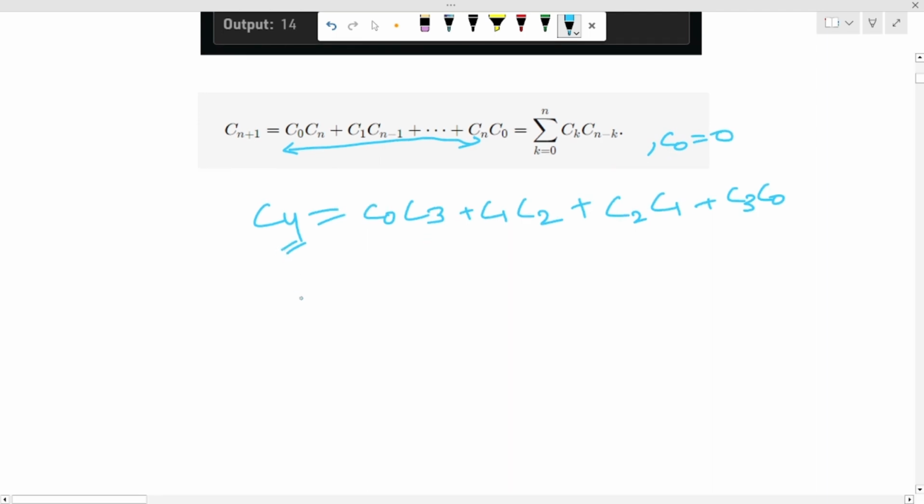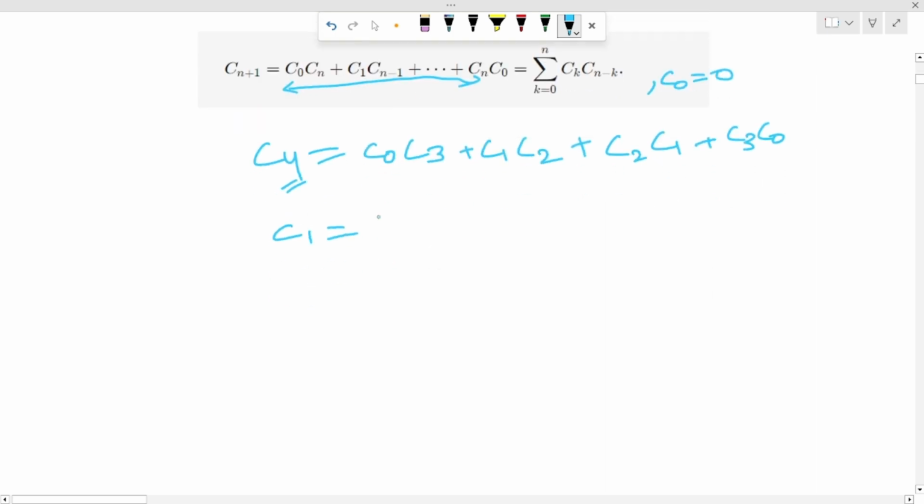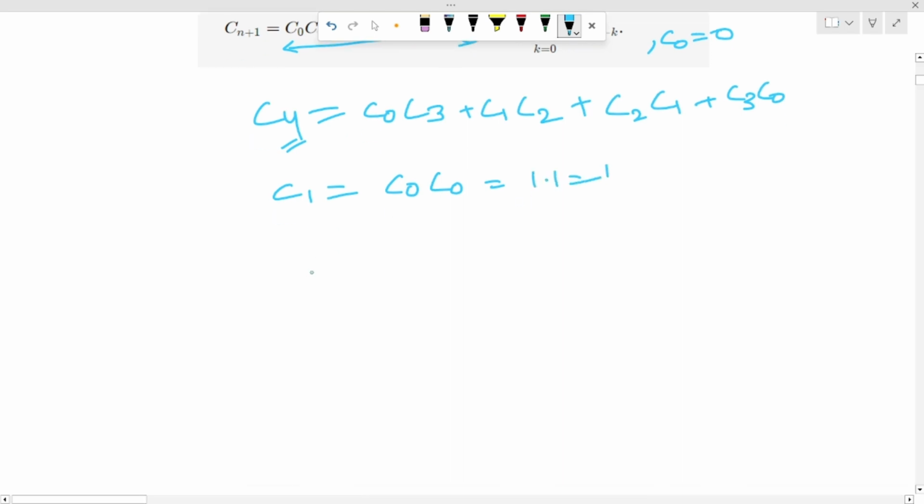Let's see. Since my C0 is 0, it's mentioned in the question, then my C1 would be C0 according to this particular formula only. It means if my Cn plus 1 is equal to C1, it means my n has to be 0. So it means C0 times C0, right? Because the value of n is smaller than this. So this is nothing but 1 into 1. So this will give me 1, right?